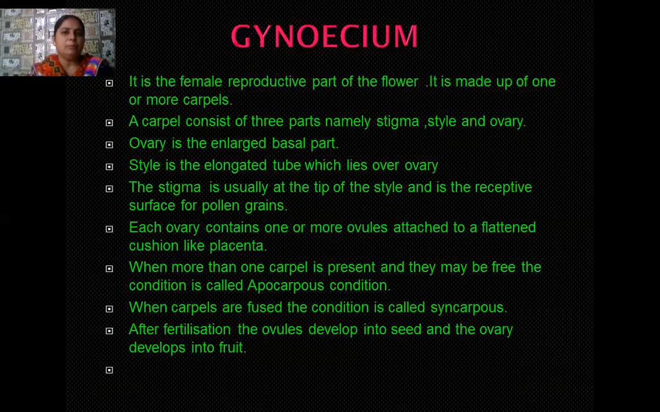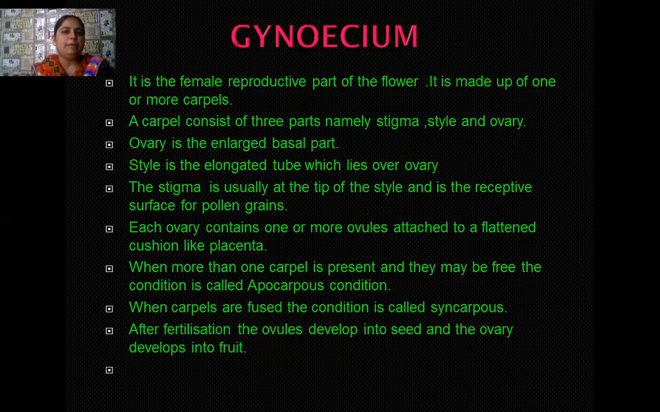There are three components of carpels. Stigma, which is the topmost receptive part. Then we have style, which is a bridge-like part. And we have ovary, which is the enlarged basal part. Now what is style? Style is an elongated tube which lies above the ovary and connects the stigma with the ovary. It carries the pollen grains for the purpose of fertilization later on.